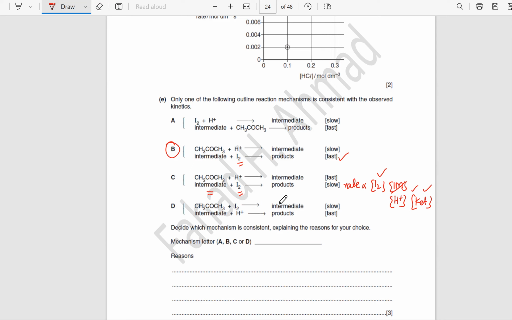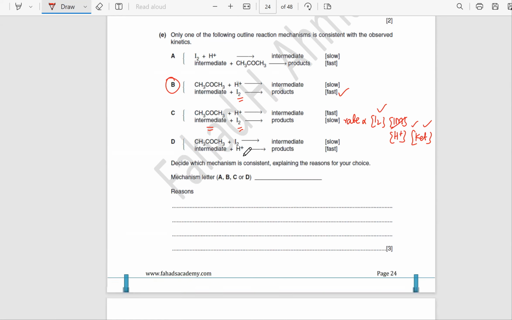And then what will happen in this one? The rate is dependent on the slow step, so the rate depends on this and this. The iodine has come again. In the explanation, all you have to write is that the answer is B. Why? Because the rate depends on the rate determining slow step. And ketone and H+ are order 1, so they must be in the rate determining slow step. That's it. And the rate does not depend on iodine, so it must be in the fast step. That's it.